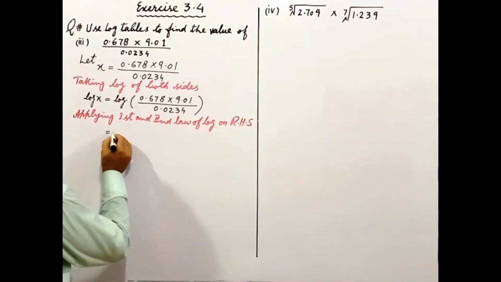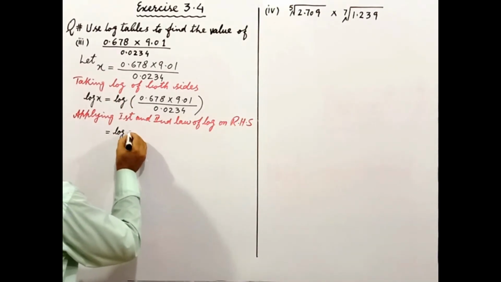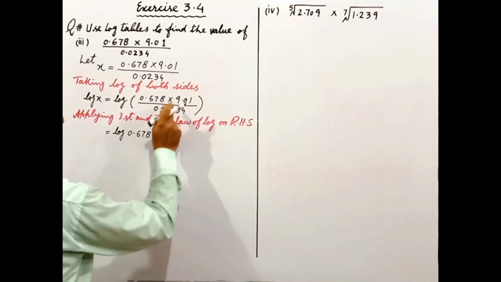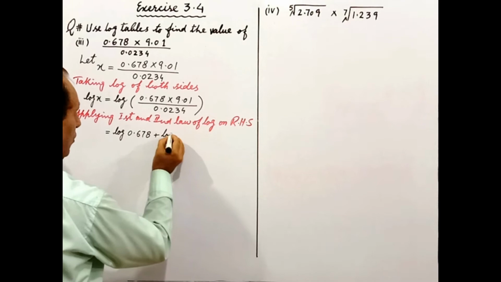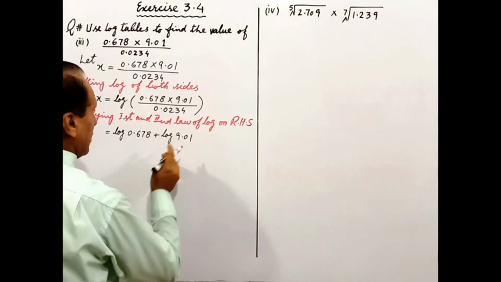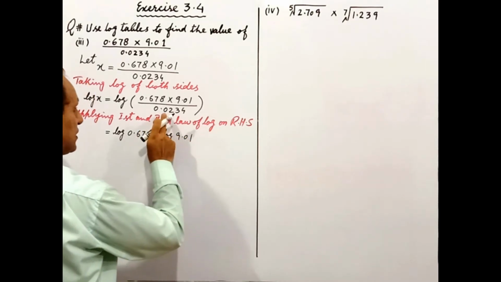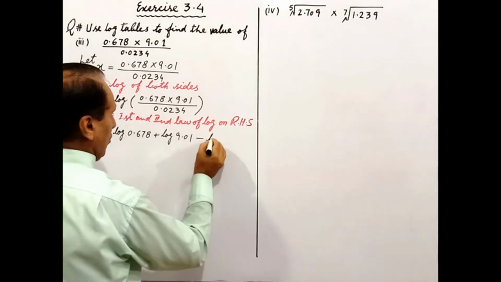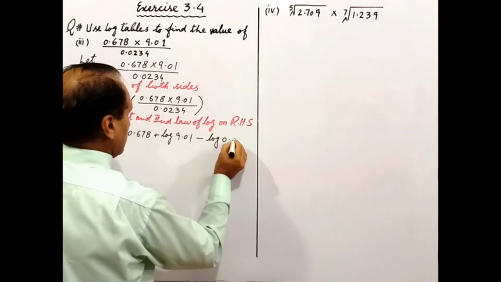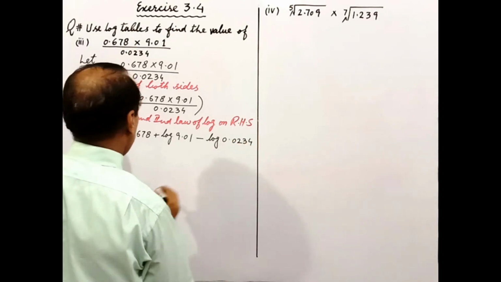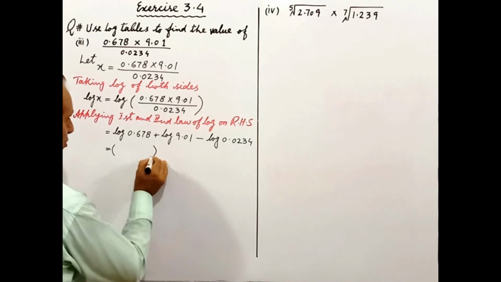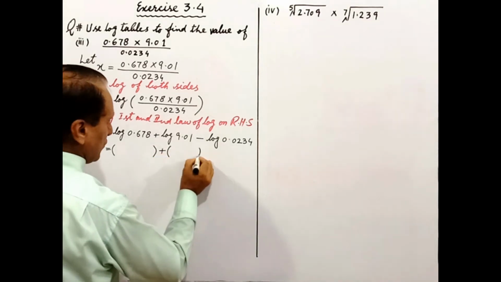We have log 0.678 and applying the first law we get plus log 9.01, and by the definition of second law of log the value is written with negative log 0.0234. For making this solution simple, we put bracket over here in place of these.